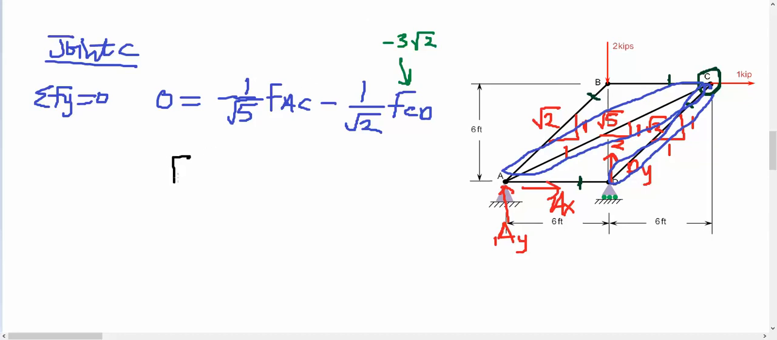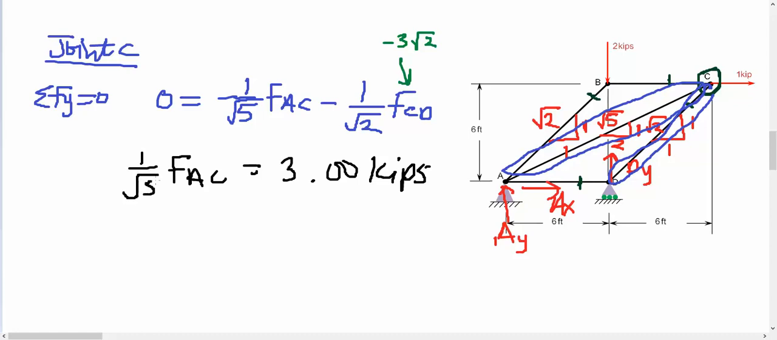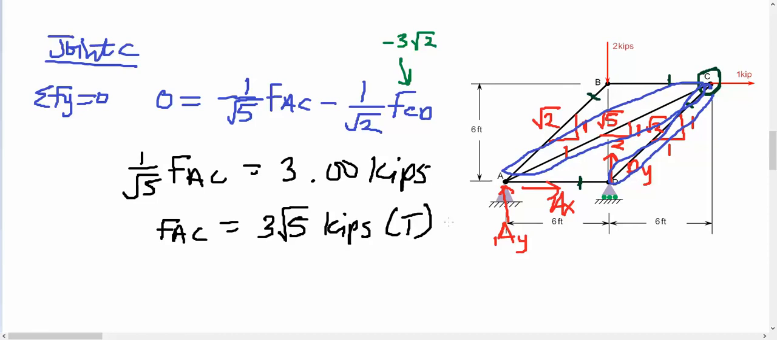So solving for FAC, we move the 1 over square root of 5 to the right, and the negative 3 square root of 2 terms cancel out. Multiplying both sides by square root of 5, my answer will be 3 square root of 5 kips. And since this is positive, this is in tension.